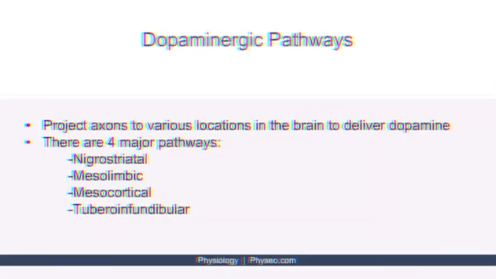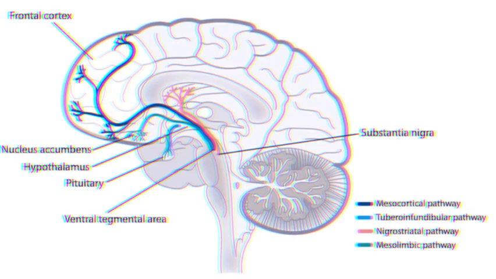So now let's talk about the dopaminergic pathways. Now the dopaminergic pathways project axons to various locations in the brain to deliver dopamine. Now there are four major pathways: the nigrostriatal, the mesolimbic, the mesocortical, and finally the tuberoinfundibular. Now this is figure 8.32 from your text, which shows all four dopaminergic pathways. We are going to go through each pathway on this image one by one, so don't worry about memorizing it now. For now, just focus on the midbrain.